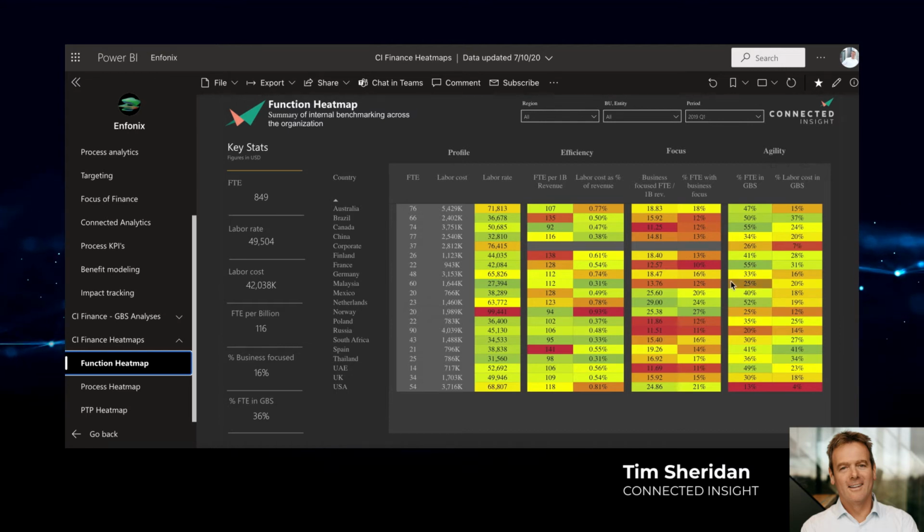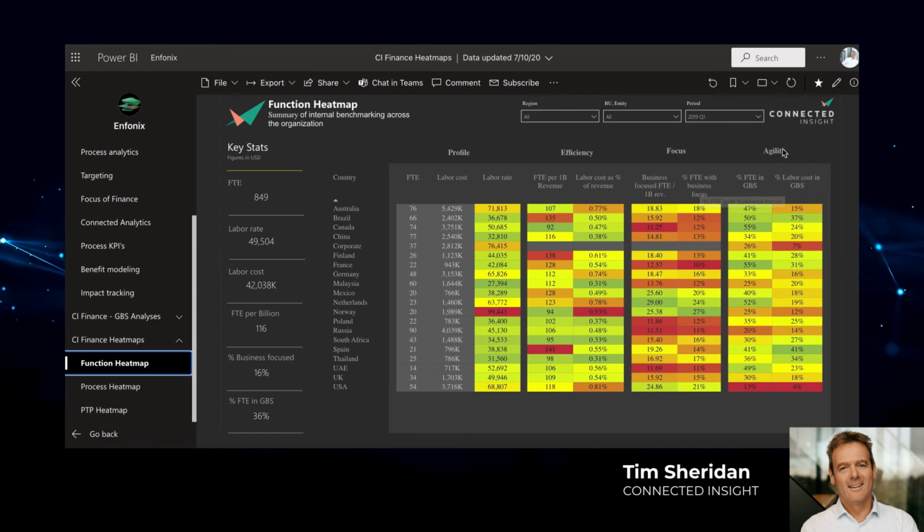And then the metrics themselves, you read across the top, we're beginning with just sizing and costing of different parts of the organization. And then we get into the analytics. So we're looking at labor rate cost differences between the countries, looking at measures of efficiency, in this case, FTE per billion of revenue, labor cost as a percent of revenue. What's the focus of the organization? So we break this down and look at business focus FTEs per billion in revenue, or percent of the organization focused on driving business value.